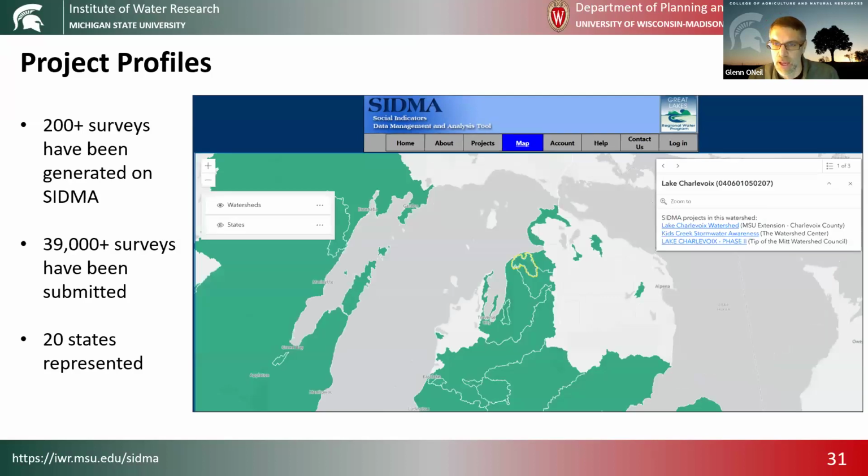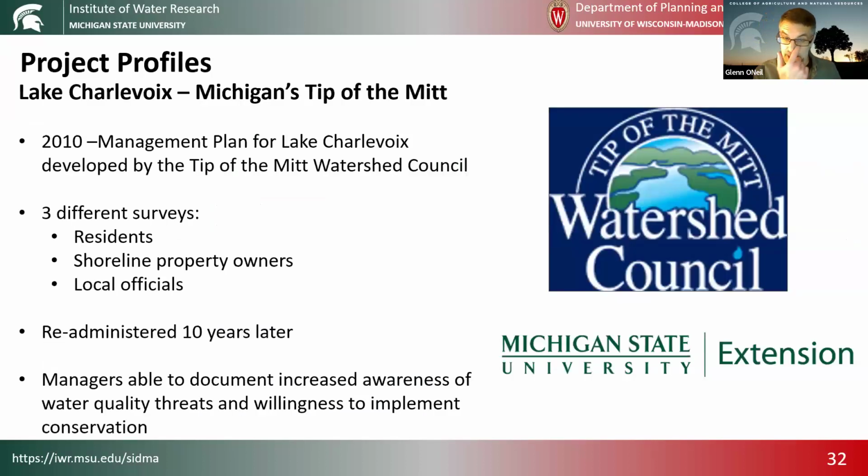and you can view it on the website itself. So to highlight a few of these projects, this map also allows you to click on a particular watershed and see the SIDMA projects that have been tied to or associated with a particular watershed. One of the ones I'll highlight here is the Tip of the Mitt Watershed Council up in Lake Charlevoix in northern Michigan. They've utilized SIDMA for their watershed management planning. In 2010, they were developing a management plan for the lake, and that was by the Tip of the Mitt Watershed Council in partnership with MSU Extension.